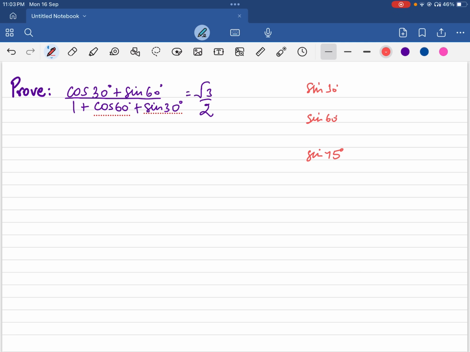So let's begin. We need to figure out what is cos 30 plus sine 60 over 1 plus cos 60 plus sine 30, and it should give us root 3 by 2. So let's check how it goes.